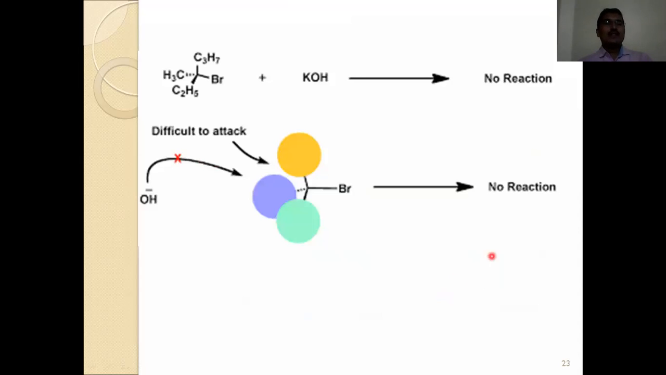Here also SN1, SN2 reaction is there. A tertiary group is attached to the bromide, plus KOH, no reaction. It is difficult to attack because 3 bulky groups are present on the carbon atom. That's why no reaction happens.